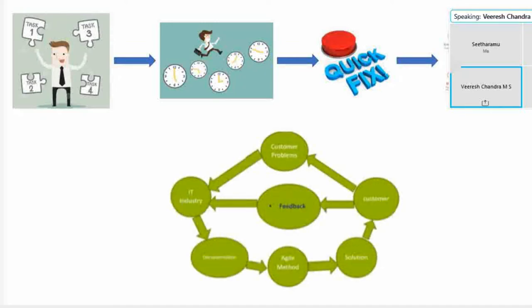When I consider the IT industry, what exactly happens over there? Customers will be having problems that will be given to the IT industry people, which will be having teams designated to do particular work, correct? The problems or the feedbacks obtained from the customers will be documented. Then they go for agile methodology, as far as my knowledge is concerned. Once agile methodology is done, the final solution in a given time frame will be arrived at.